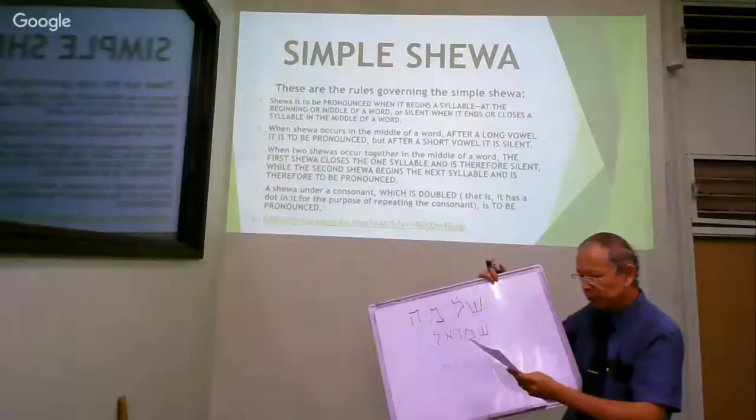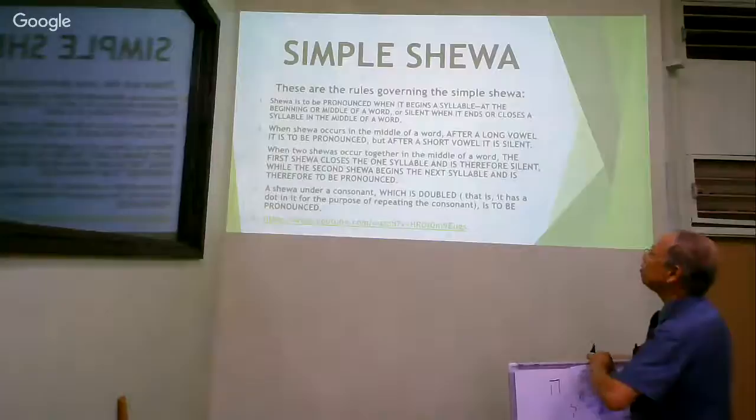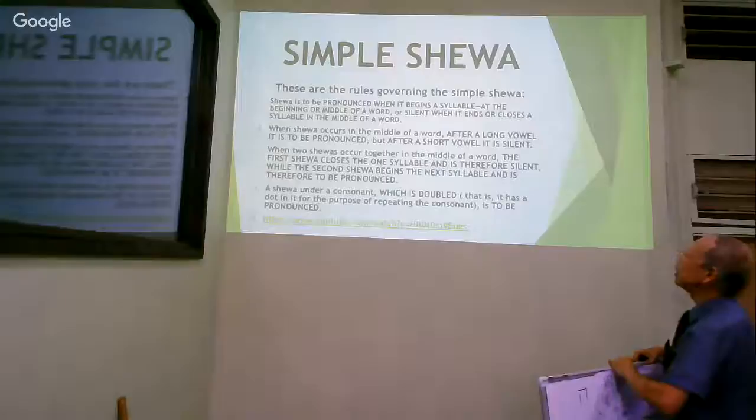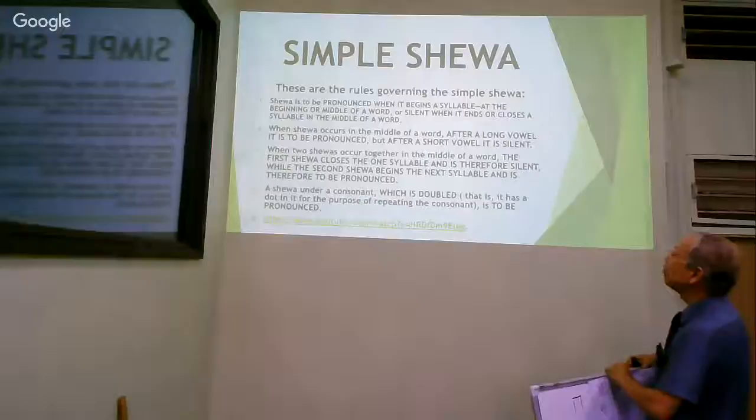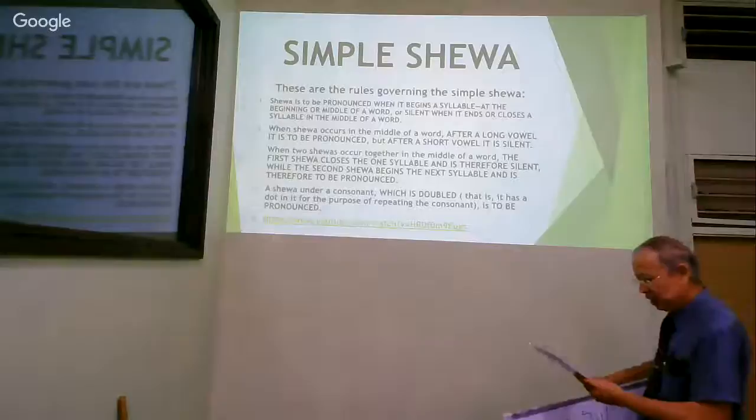Okay, now let us see what else is said. Number one, Shewa is to be pronounced when it begins a syllable at the beginning or middle of a word, or silent when it ends or closes a syllable in the middle of a word. So it is to be silent when it ends a syllable. Okay, let us look at an example.